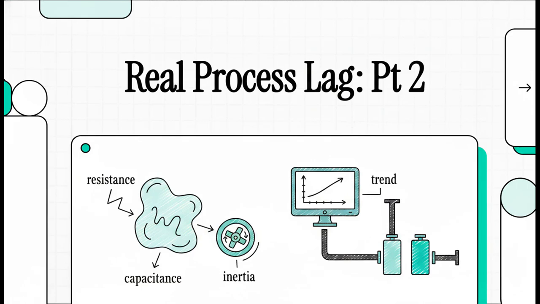If you were with us for part 1, you probably remember we met the fundamental trio, right? Resistance, capacitance, and inertia. We learned that these are the true physical building blocks of literally every process out there. But theory really only gets you so far. So today, our goal is super practical. We're going to take that foundational theory and turn it into a highly effective, real-world field diagnostic. The goal is for you to look at a trend on a screen and instantly understand the physical reality of the pipes and tanks behind it.